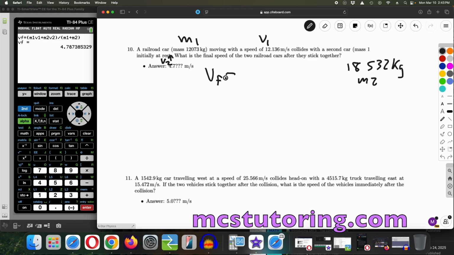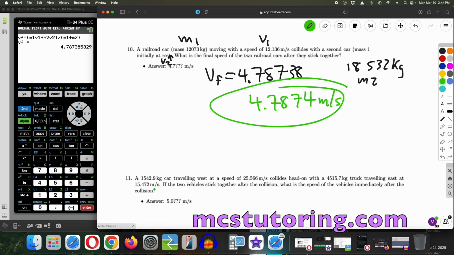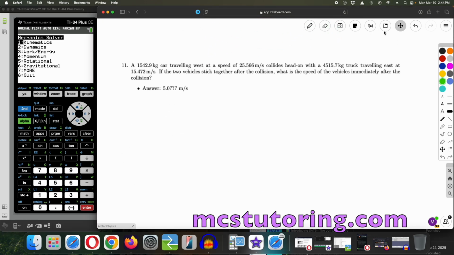So velocity final is 4.78738. And it looks like our guy wants three numbers after the 7, so it's 1, 2, 3. So it's going to be 4.7874, and I think it's going to be meters per second. Okay, so there we go. Cool with that. Oh my gosh, on to the last question of the day. Good, good. I'm getting a little tired here.